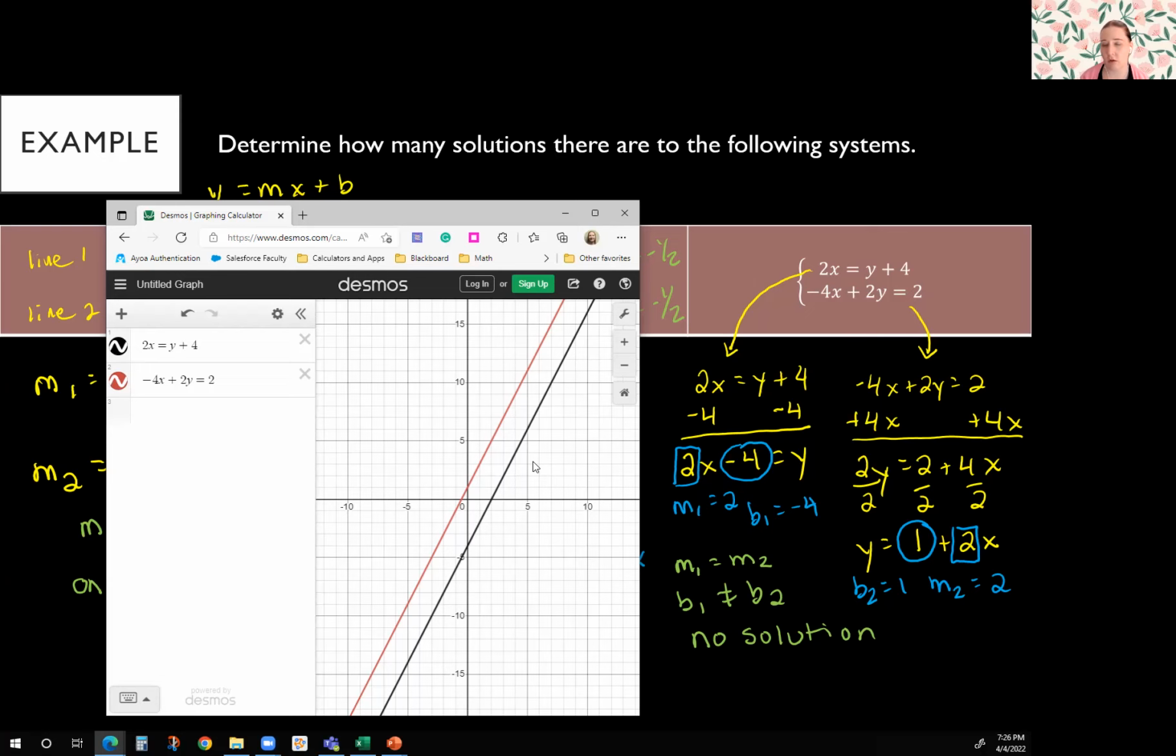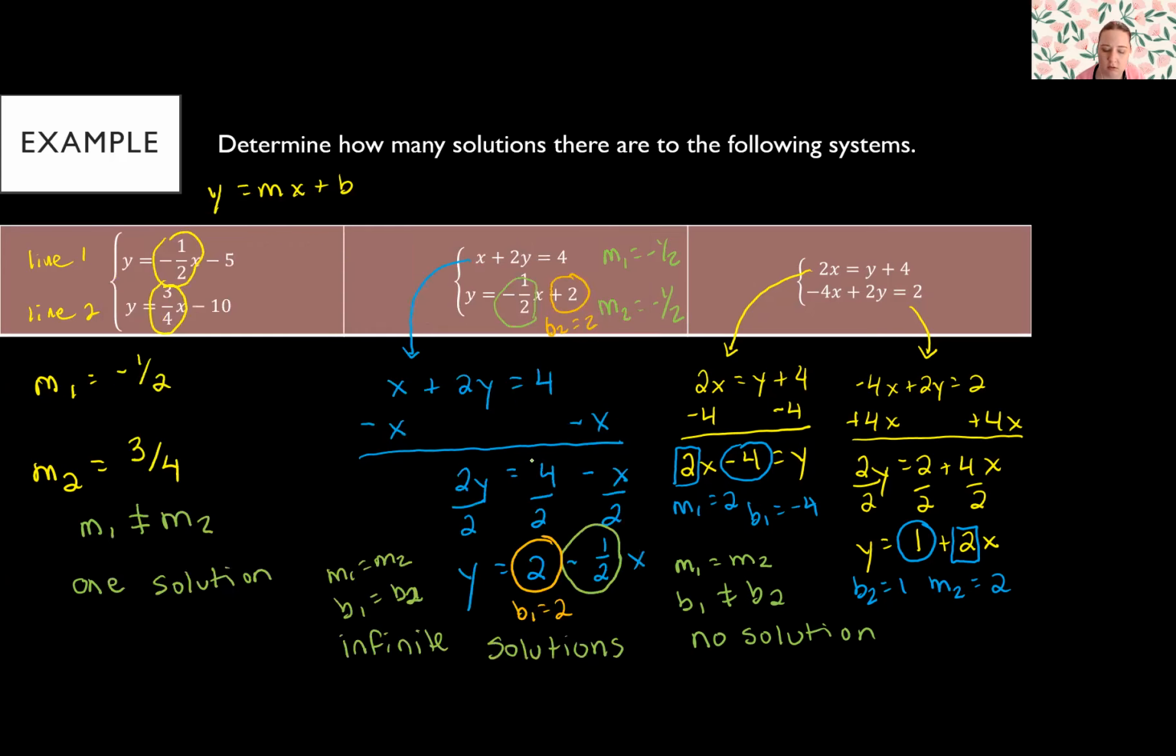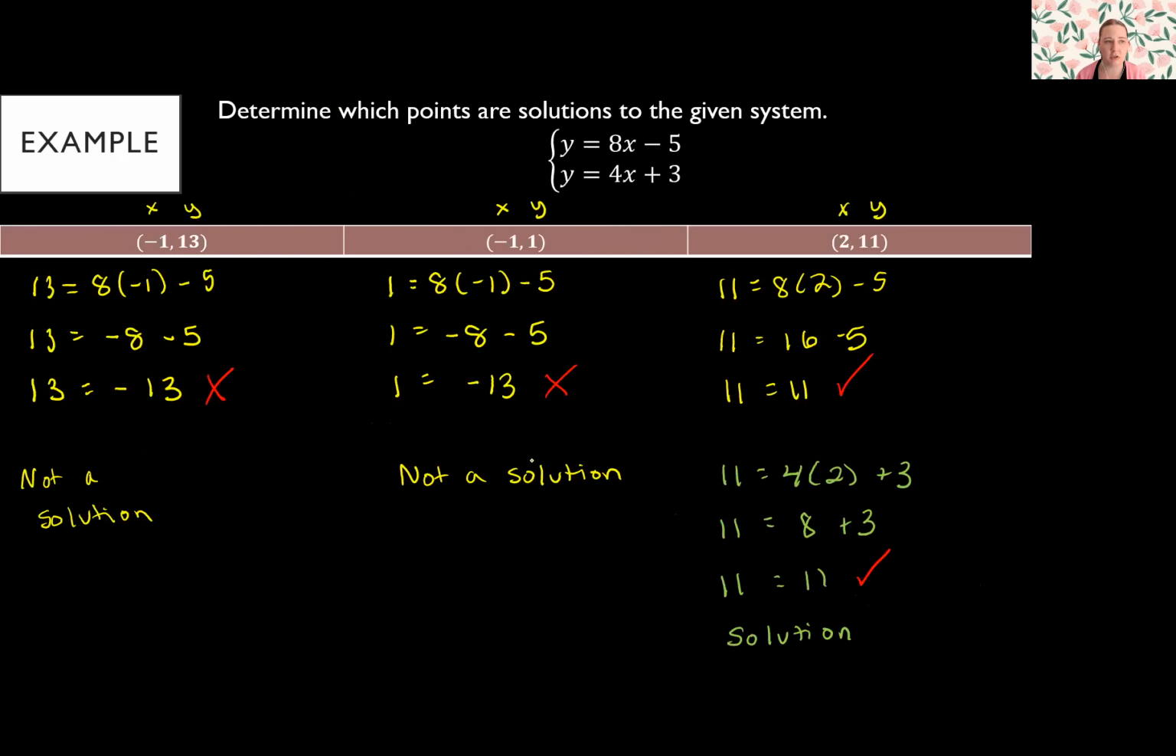Okay. So that's all I had. Like I said, this was going to be very short. If you've got a system, checking and knowing how to tell something is a solution, you plug in the ordered pairs to check to see if it works. And then if it works in both equations, it's a solution. Otherwise, it's not a solution.